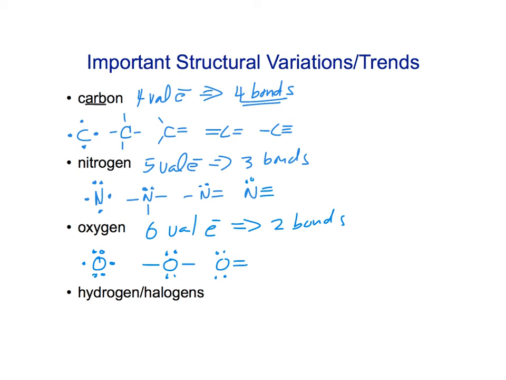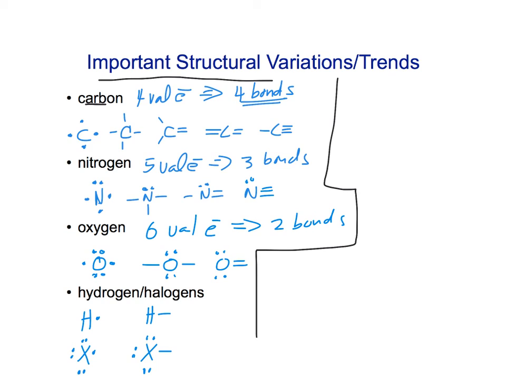For hydrogen and halogens, let's look at these. Hydrogen has 1 valence electron like this, so it can only make 1 single bond. And halogens, I'm going to abbreviate with an X. That's a common abbreviation for halogens. How many valence electrons? 7. See, it has 3 pairs and 1 unpaired electron, and so neutral halogens typically make 1 single bond. All right, so these are all the neutral molecules.